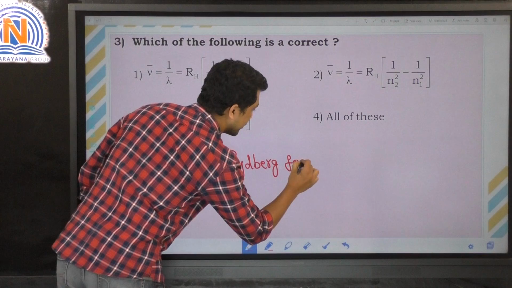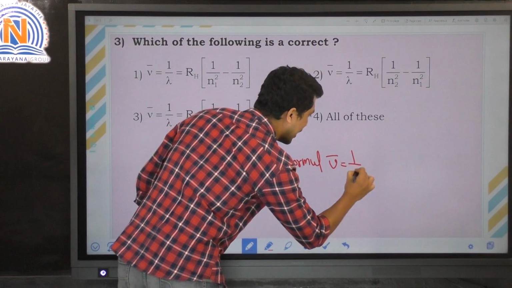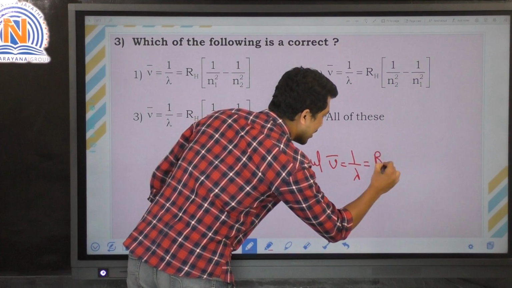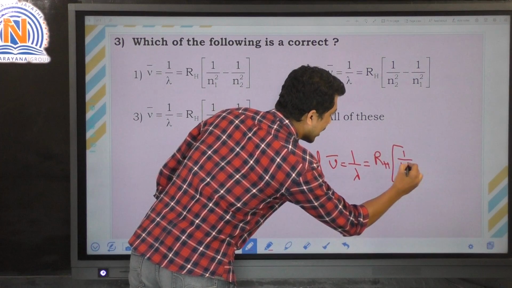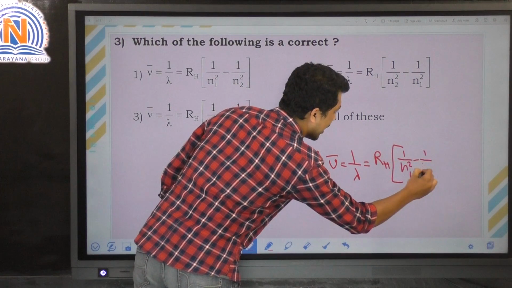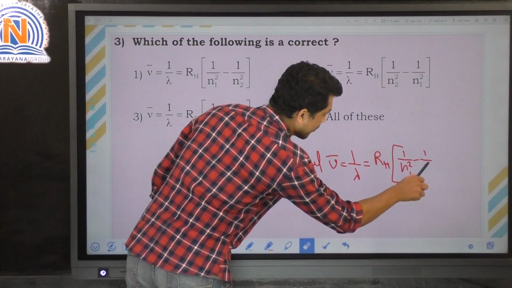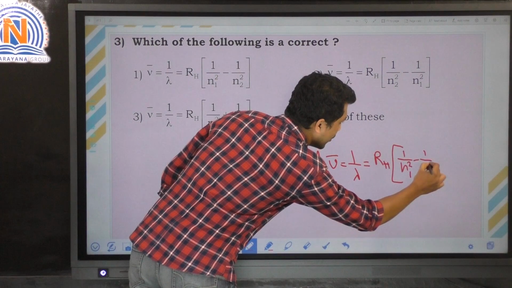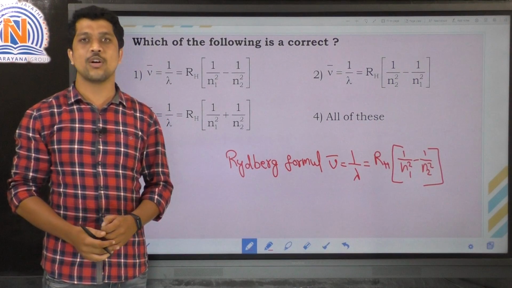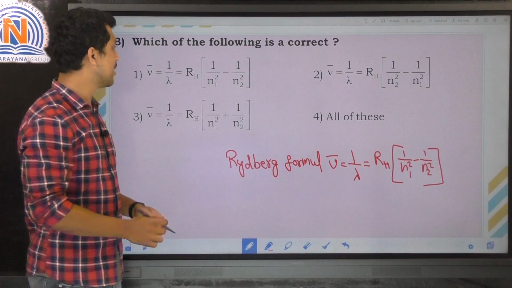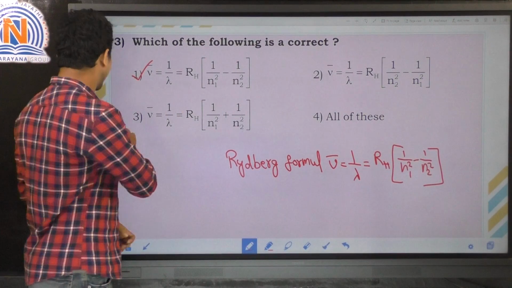Rydberg formula, right? That formula is nu bar equal to 1 by lambda equal to capital RH into 1 by n1 square minus 1 by n2 square. So by using this formula, we can calculate the wavelengths of hydrogen spectrum. So the correct option is the first option. Let's move on to the next question.